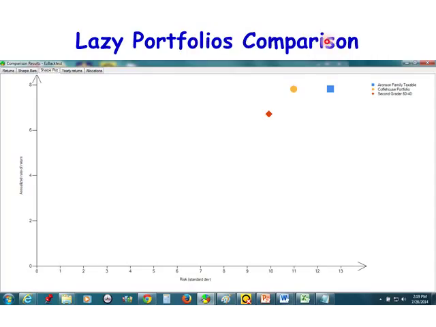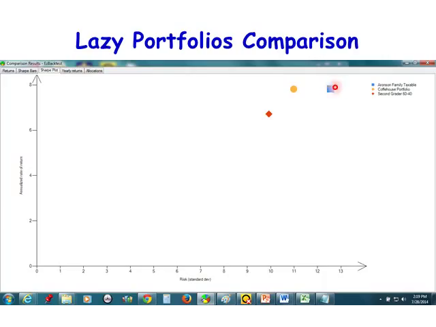Let's go through the comparison now. By far the Coffee House portfolio, which is 60-40, has about the best risk-adjusted returns here. This secondary portfolio has a low return and lower risk. Arnson Family has a slightly higher risk, and also has a higher return.